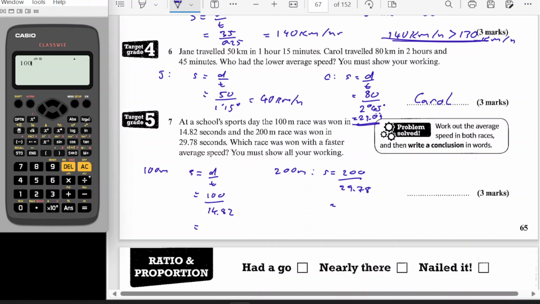So 100 divided by 14.82 gives us an average speed of 6.7476... meters per second, and then the other one gives us an average speed of 6.7159... So which one has the faster average speed? This has got a faster average speed, so the 100 meters.